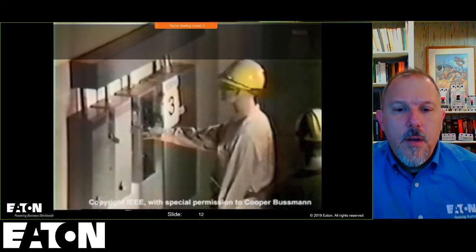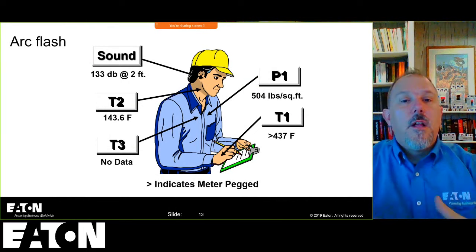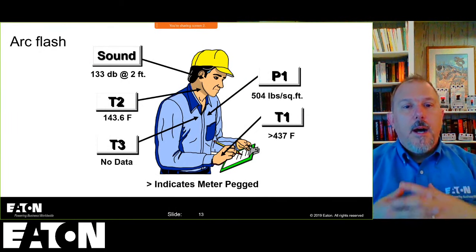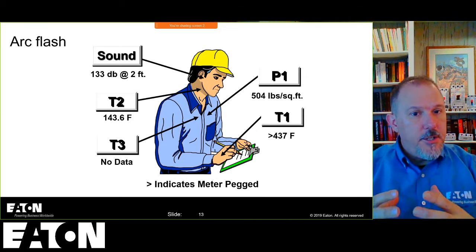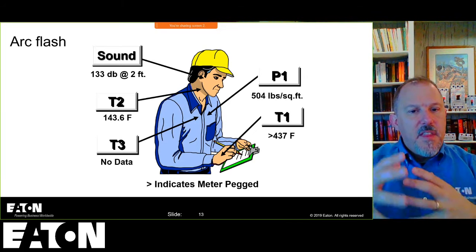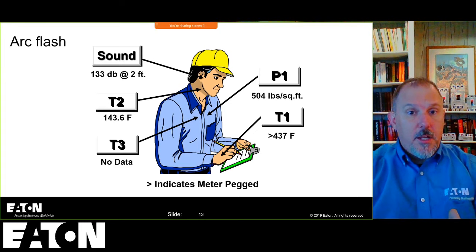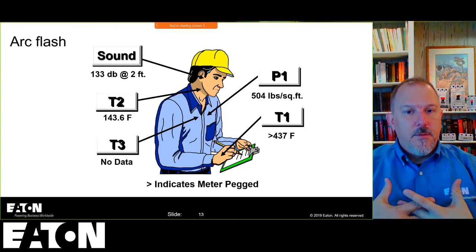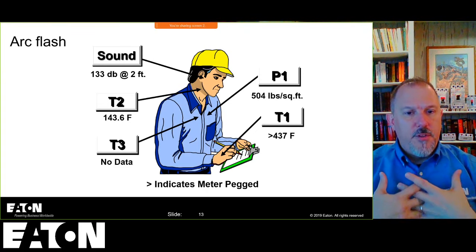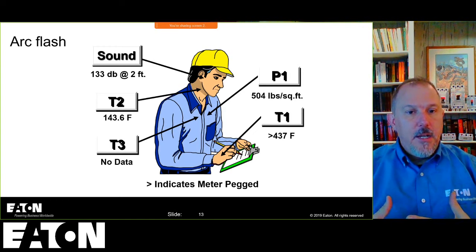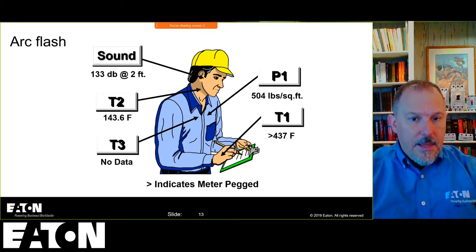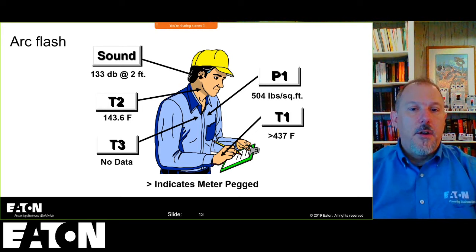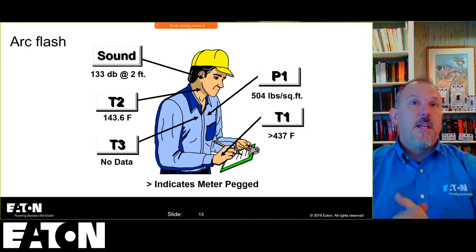All right. So, now that one you saw a little bit of pressure, but again you still had sound, but not as much. The only thing that was pegged was the hands because it's really close. You had 504 pounds per square foot of pressure on the chest. You had no data for temperature on the chest. You had 143 degrees Fahrenheit on the neck, and again the hands were pegged, but that's because they were very close. Much more respectable. That's something you can dress for.